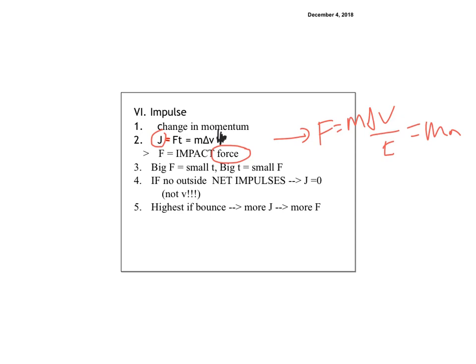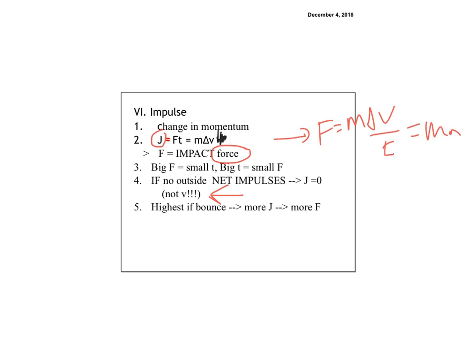If there's no outside net impulse, then J is equal to 0, but not v. Remember, I keep saying this, I harp on it, because how many of you on the test tell me, oh, the impulse is gone, and so now it goes back to what it was before? No, it continues going on its merry way, whatever velocity it ended up at.